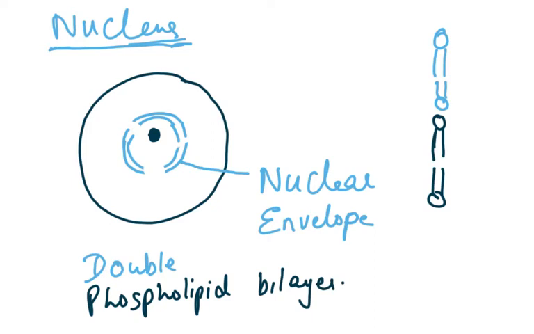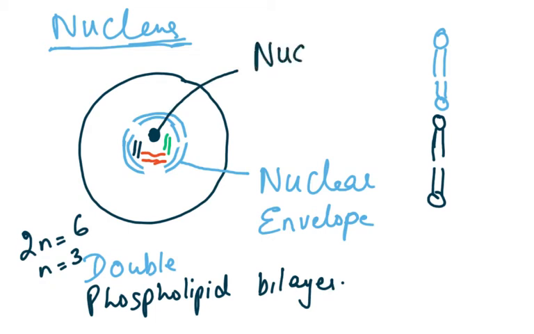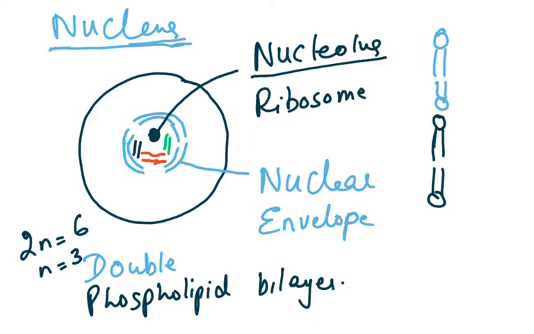And inside, of course, we have the chromosomes, which are found in pairs, which I'm showing you in different colors. In this cell, there would be 3 pairs of chromosomes. So 2n is equal to 6 and n is equal to 3. Another very important structure is the nucleolus. Here ribosomes are made. So this is the place where ribosome synthesis takes place.